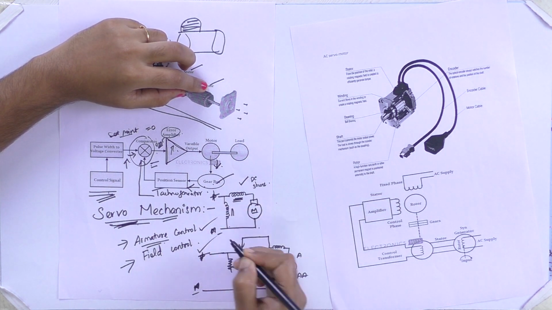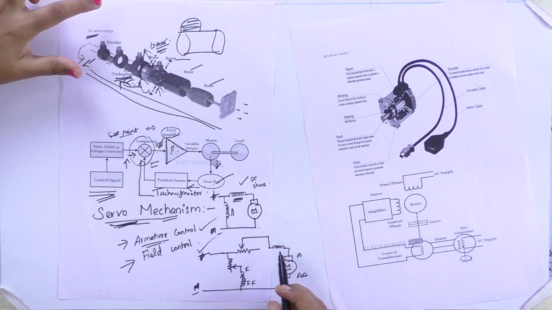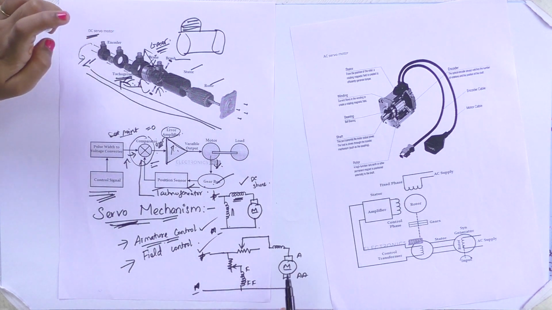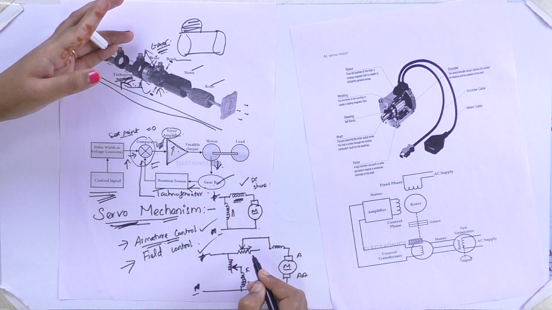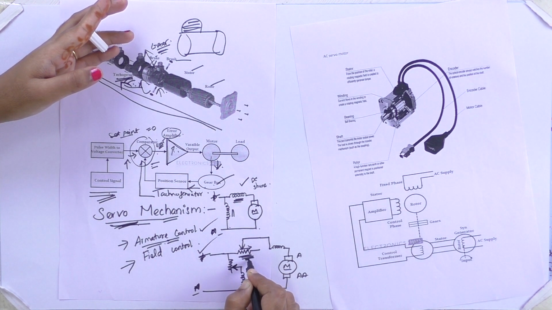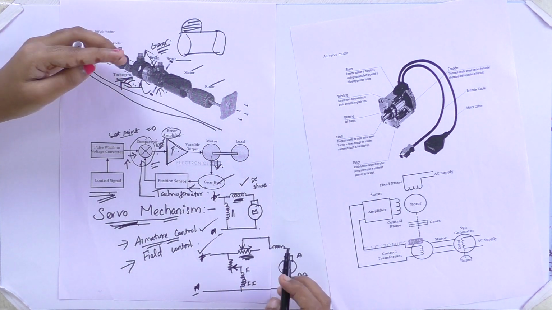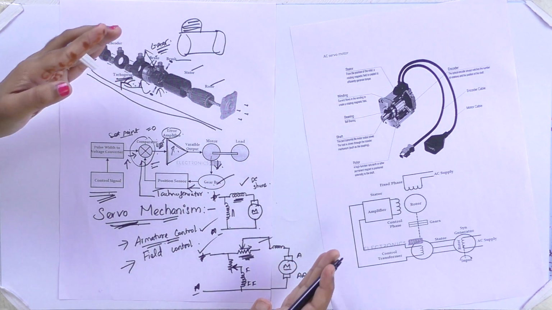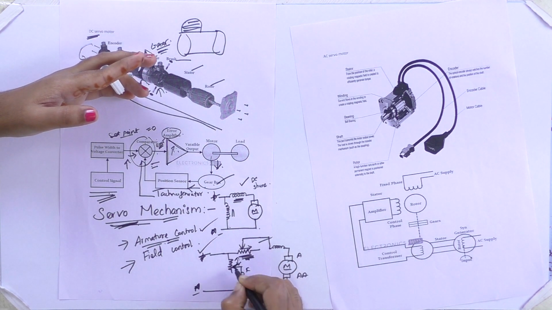So this is a DC motor, so there will be a positive and negative supply. For armature control, what happens is that you will keep the field rheostat constant. The field voltage will be kept constant, and you will vary the armature voltage by varying this resistance. But in field control, you will fix the armature voltage and current as constant, and you will vary the field current.